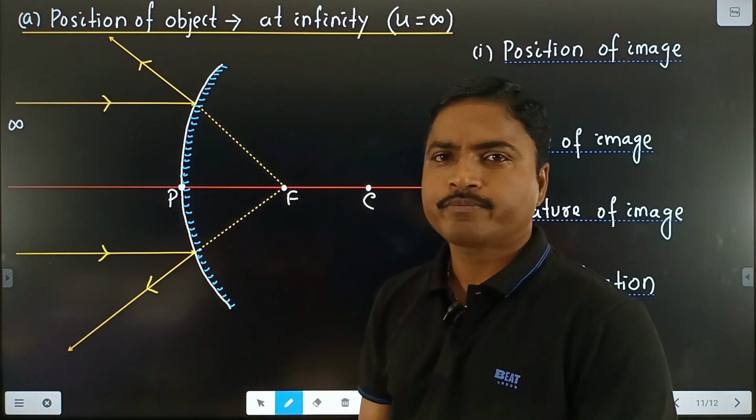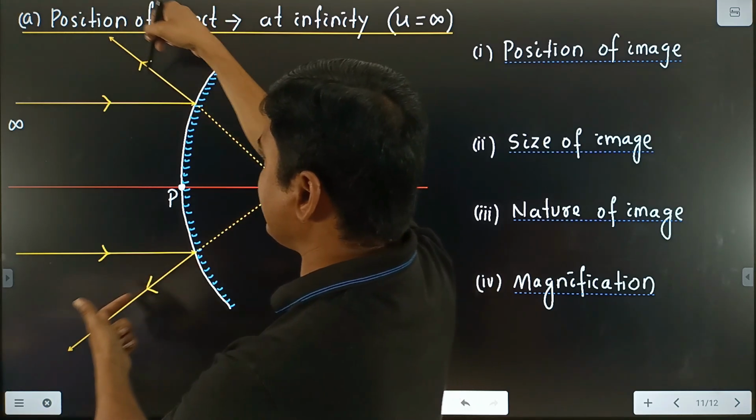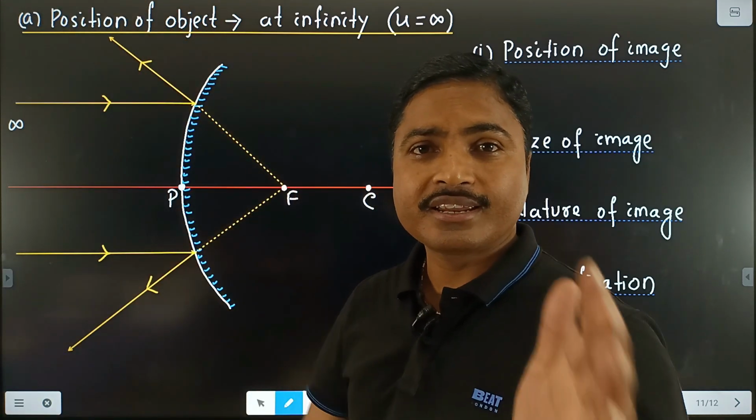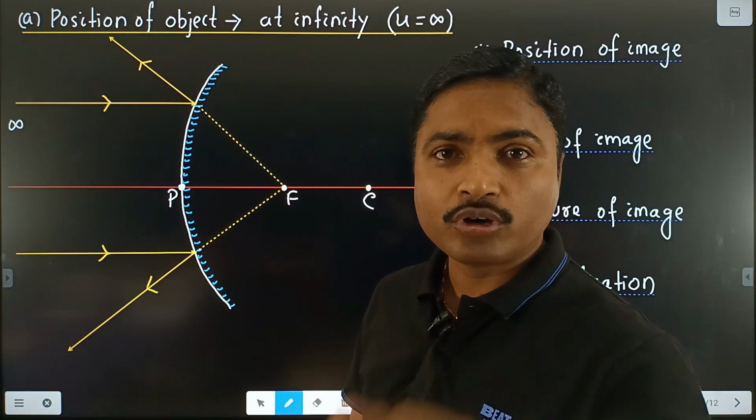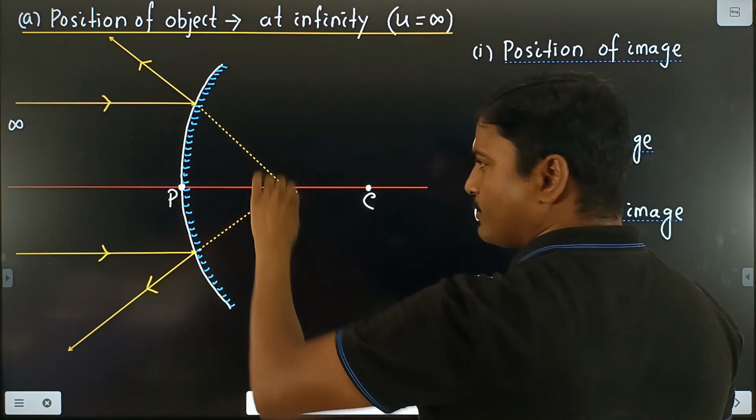Look at the figure. Here the distance between the two reflected rays after reflection is gradually increasing. Gradually increasing means both diverge. If both diverge, then what happens? We extend both the reflected rays in the backward direction.